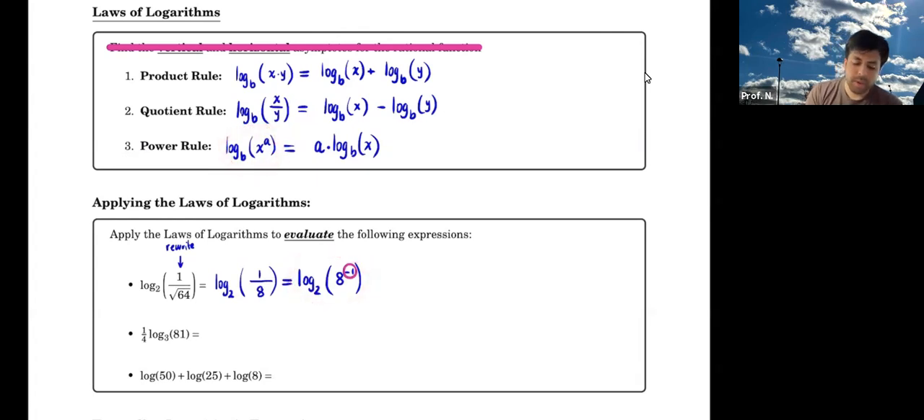So what am I going to do? I'm going to apply this law, law number 3. What does law number 3 say? Hey, put that exponent out in front. So I'm going to have a negative 1 times log base 2 of 8. I applied law number 3. And can anybody tell me what is log base 2 of 8 equal to?